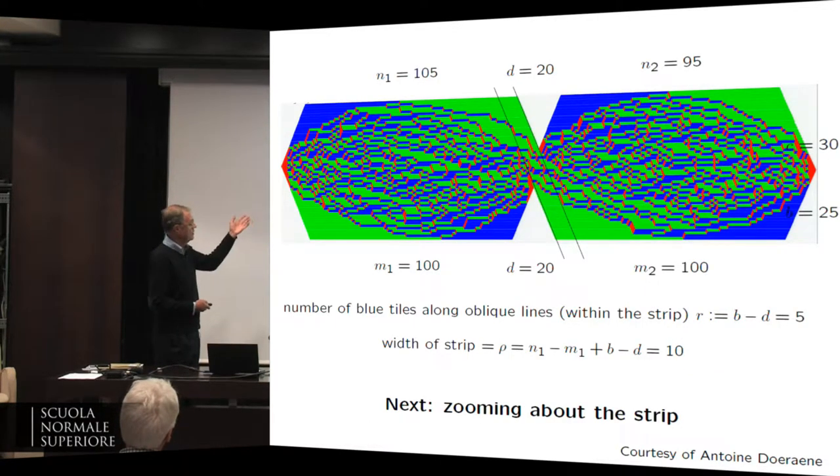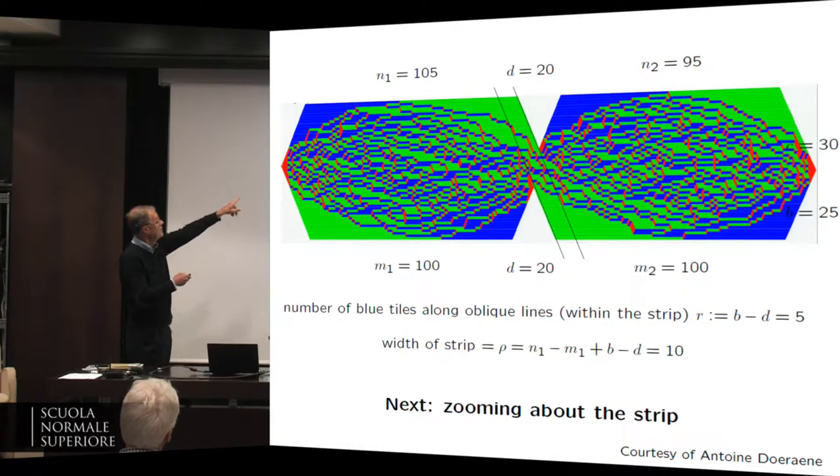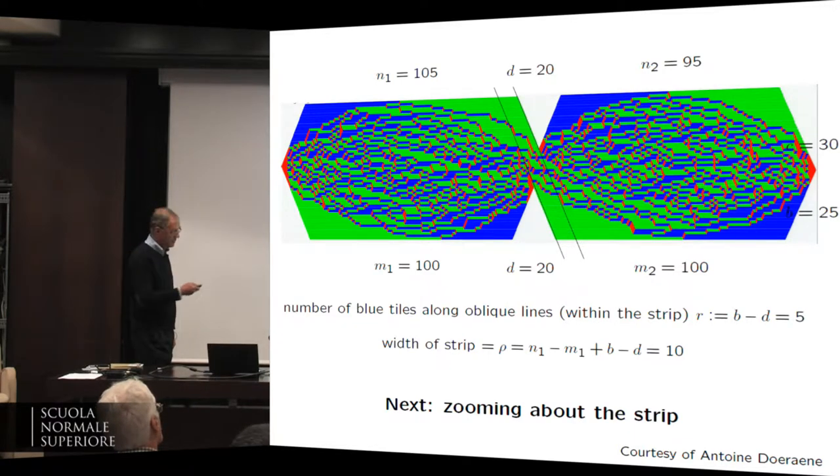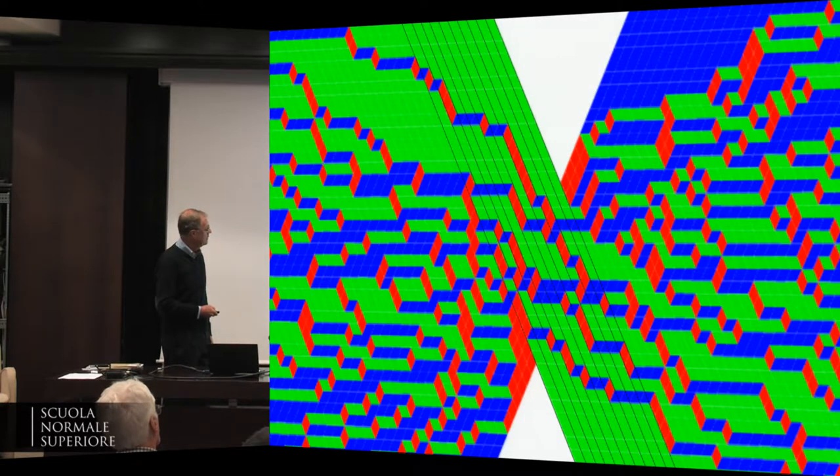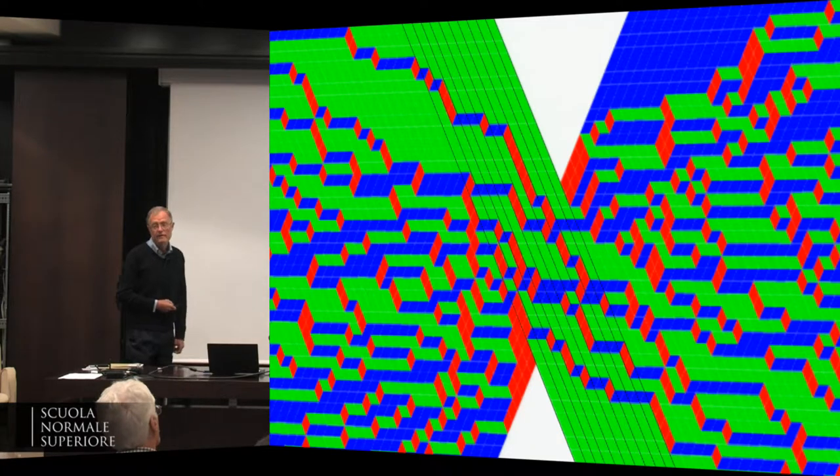So this is another simulation, with lengths 195, 95, etc. And here you see very clearly the two ellipses and that region here, that strip again. In fact, in the next slide, and that's interesting, I will zoom in on that strip. I just took that picture and blew it up, and then you find the following.